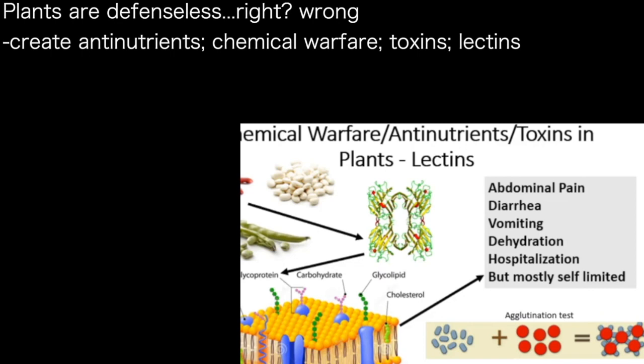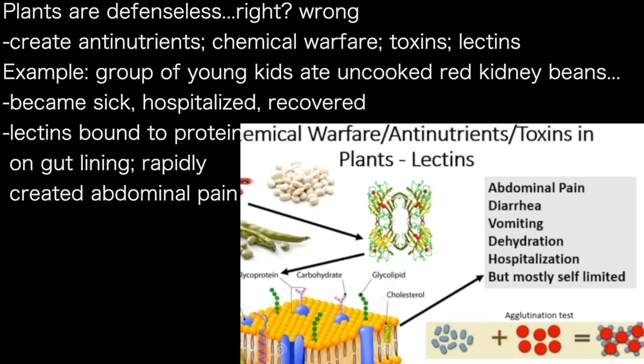They're found in red kidney beans. A group of young kids in England consumed these red kidney beans that were uncooked. And when they were uncooked, they have a lot of these lectins that go and bind to a protein on the lining of the gut. And this binding rapidly creates abdominal pain, diarrhea, vomiting, dehydration. Some of them ate as few as 4 kidney beans. They had to be hospitalized.